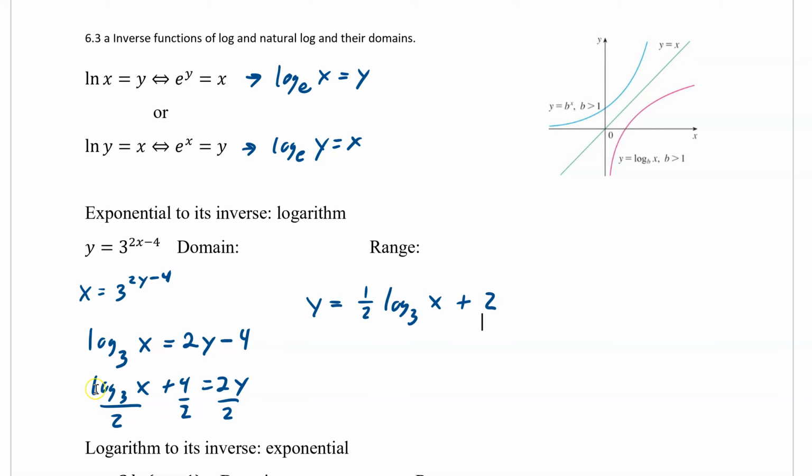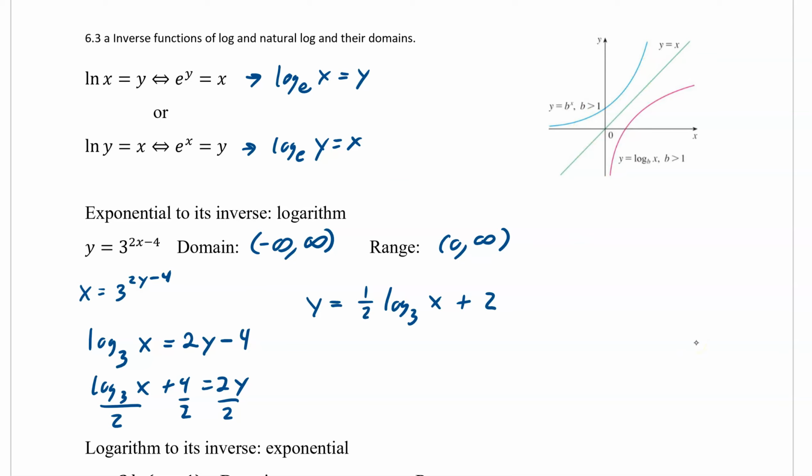Now domains. This is an exponential function, so we already know it looks just like this. There is no vertical shifting. So its domain is negative infinity to positive infinity, and its range is 0 to infinity because we don't have anything added to it. There is no vertical shifting.